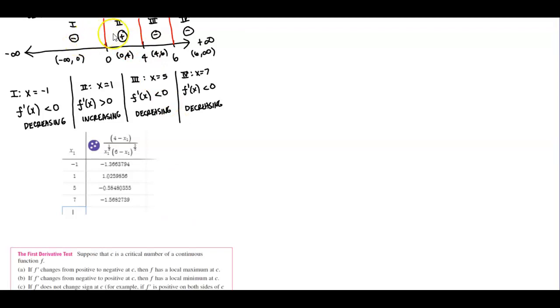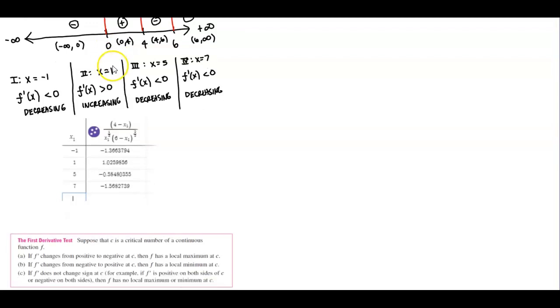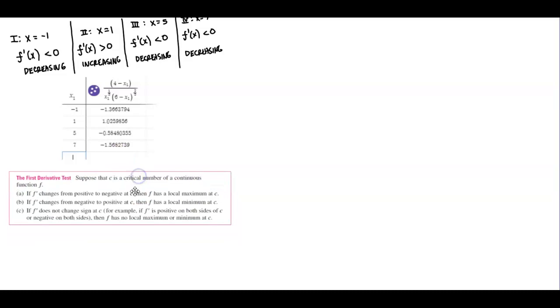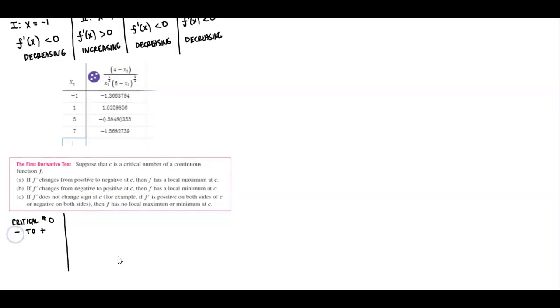It's going from negative to positive. So the point 0 represents a negative to positive change. So for the critical point 0, we know it's going from negative to positive. And so now we want to evaluate this at f of 0.